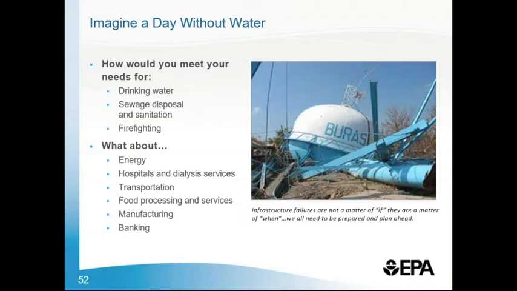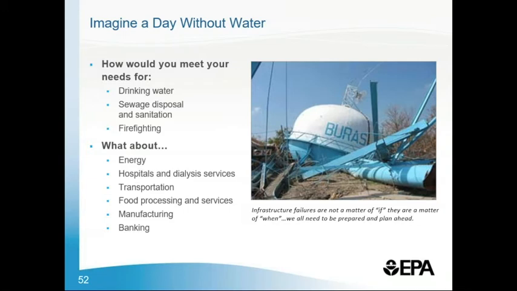Then I want you to think about what we call interdependencies, sectors that both rely on water and water relies on them. So if there is no water, how does this affect such sectors as energy, hospitals and dialysis services, to also include public health agencies and institutions? Transportation, how is that affected if there is no water for the day? How about food processing and services? How are they impacted? As well as manufacturing, lots of manufacturing factories, how can they be impacted and vice versa? And the banking industry as well.